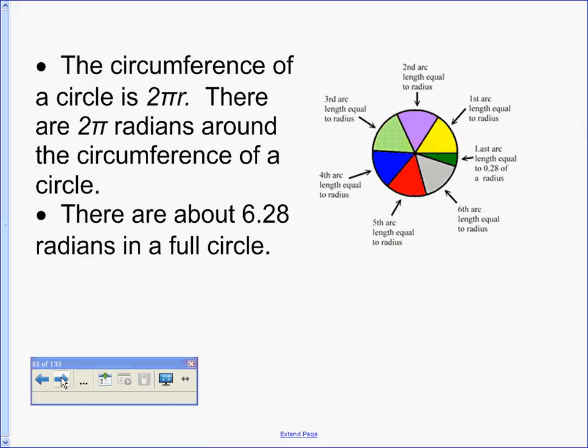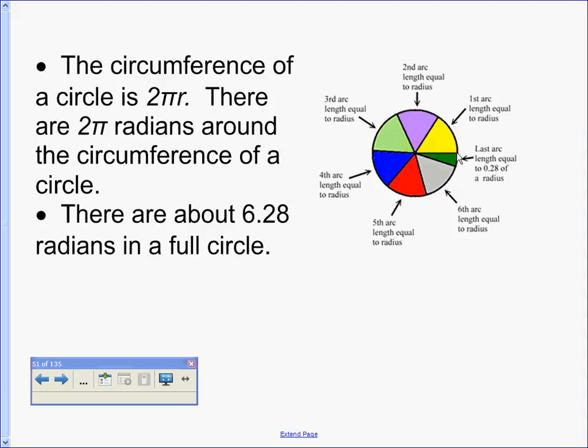The circumference of a circle is going to be 2 pi r. Using radians, there are 2 pi radians within a circle, but the circumference is going to be your arc length. So there are 2 pi radians around the circumference of a circle, and there are about 6.28 radians in a full circle.